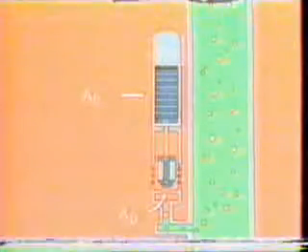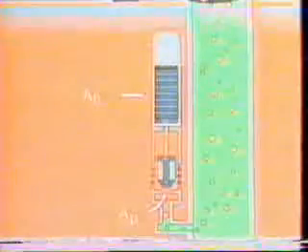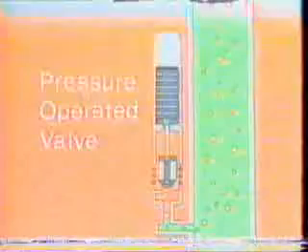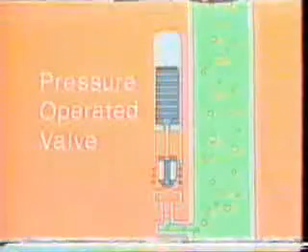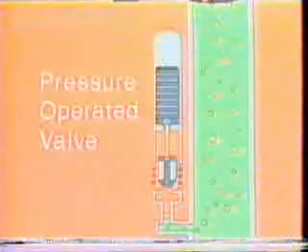Because the area of the bellows, A sub B, is much larger than the area of the port, A sub P, it is the casing pressure which controls the operation of this valve. This type of valve, then, is referred to as a casing pressure-operated valve, or more simply, a pressure-operated valve. It requires a buildup in casing pressure to open and a reduction in casing pressure to close.